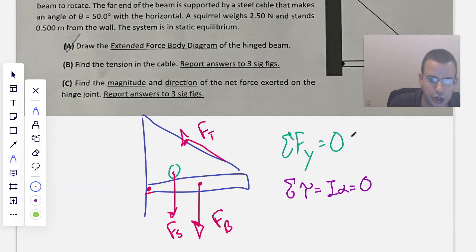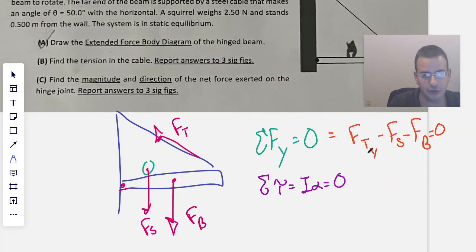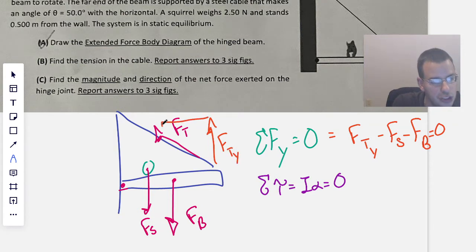So I'm just going to start writing these out, and we'll see where it goes from there. Hopefully it goes somewhere good. So we have force tension in the y direction, minus force squirrel, minus force beam equals 0. I said force tension in the y direction because this tension is a vector going up. We can break it up into two components, just like any vector, traditionally x and y: force tension in the x direction and force tension in the y direction. The y is where we're hopefully going to get some useful information. So I just wrote that out.